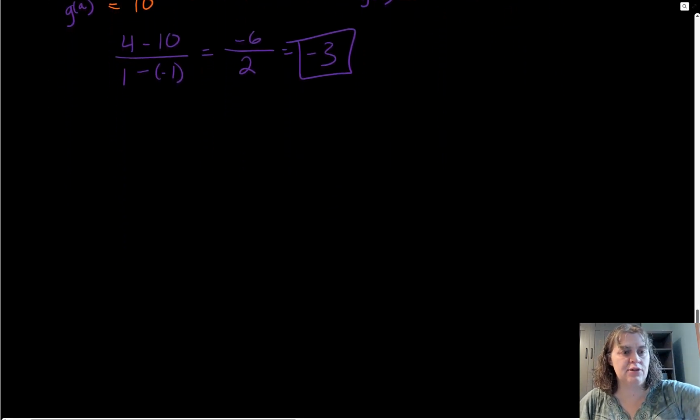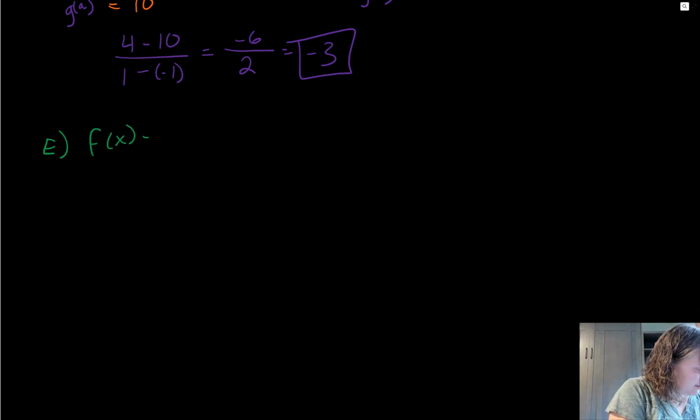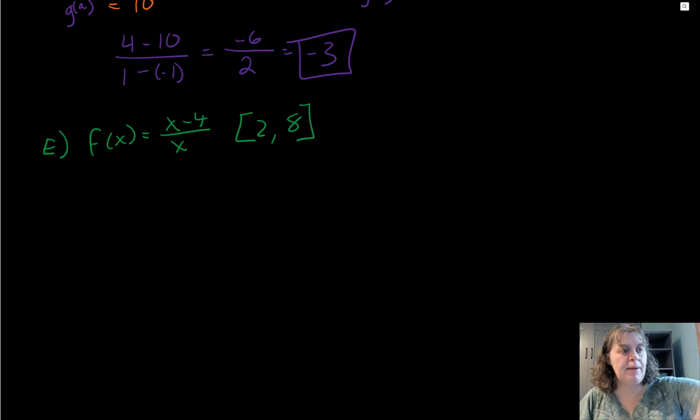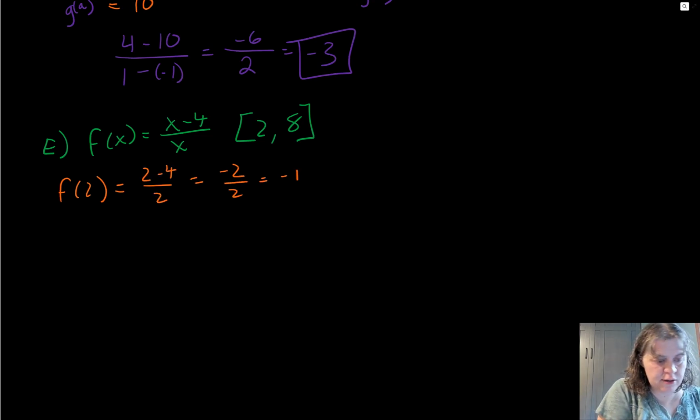All right, E. Ooh, yes, must do this one. This one is fun. So question E was asking, if I have f of x is equal to x minus 4 over x, and I'm looking for the average rate of change from 2 to 8. So plugging numbers in, f of 2 equals 2 minus 4 over 2, negative 2 over 2, negative 1.